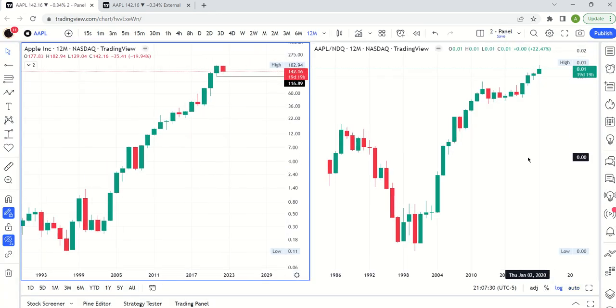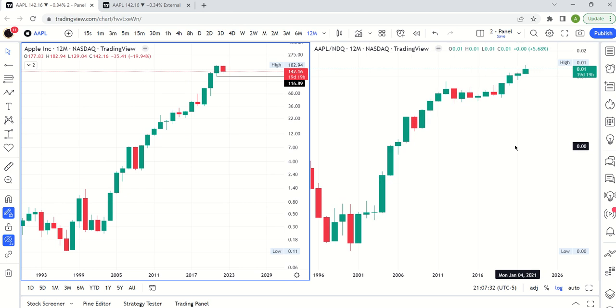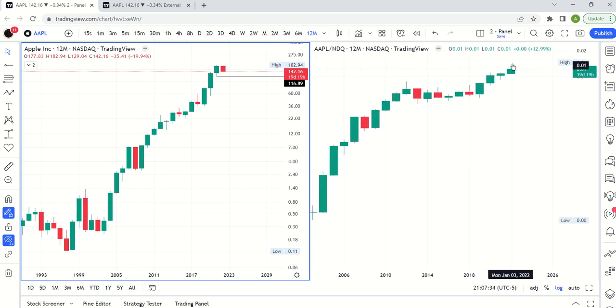But here's the thing about this: the devil is in the details. This upper wick is bad news, because this upper wick tells you there's a pullback happening on a lower time frame. That's how it works. An upper wick is a pullback on a lower time frame. A lower wick is a rally on a lower time frame.